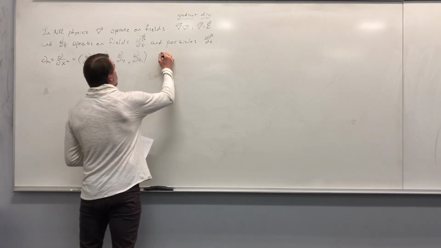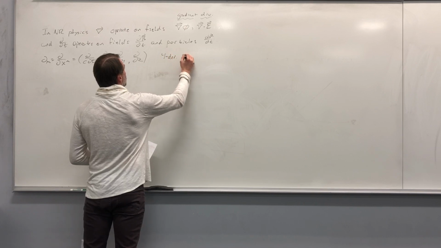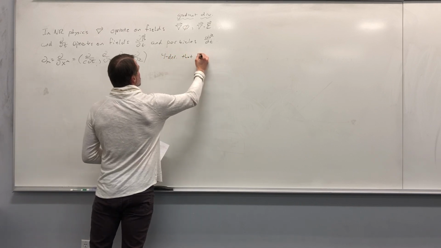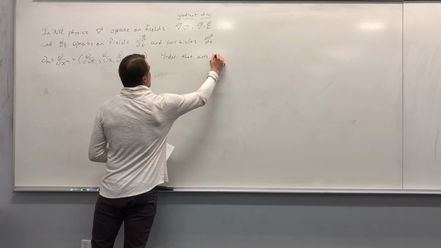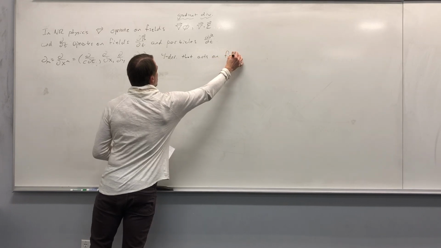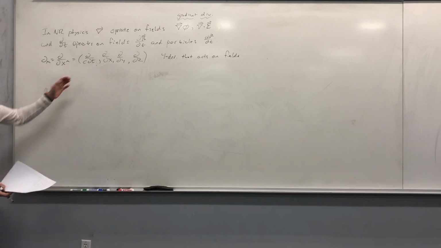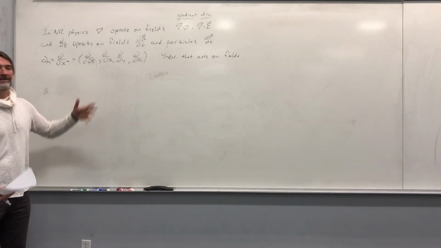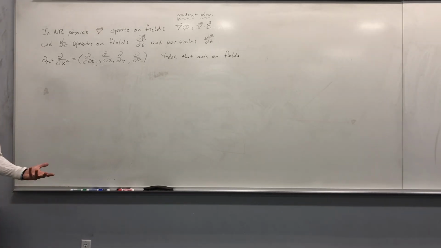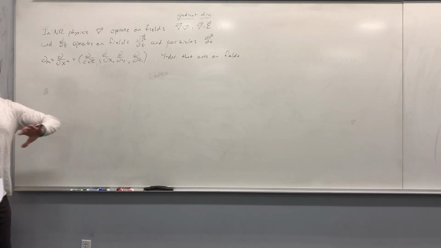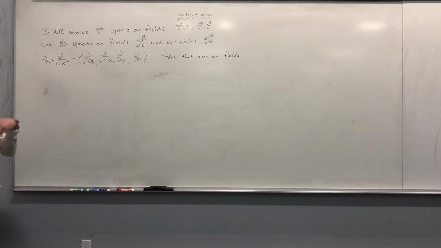So this is the 4-derivative, but this only acts on fields. You can't take this and apply it to a particle, because what the hell is d by dx, d by dy for a particle, a point-like object? That doesn't make any sense. So this is a derivative which will apply to fields, like magnetic and electric fields. Okay?